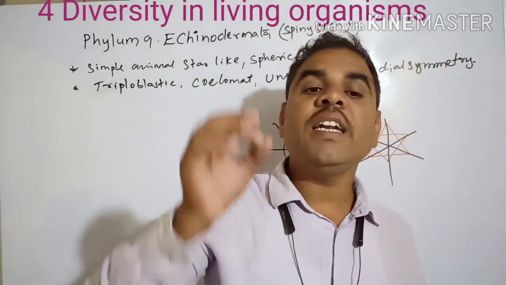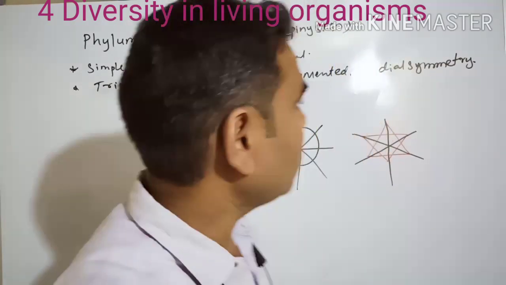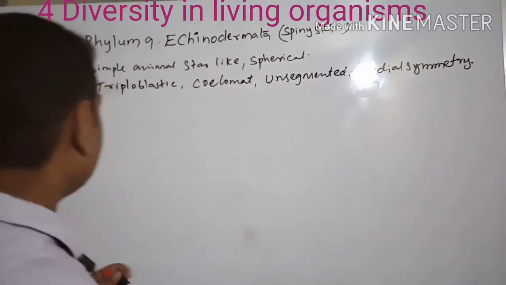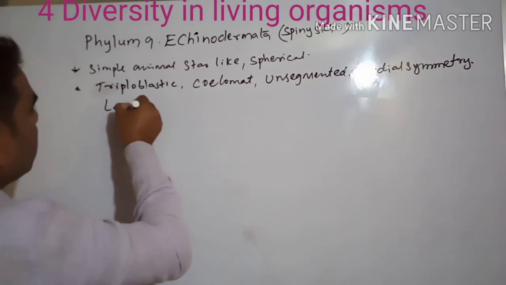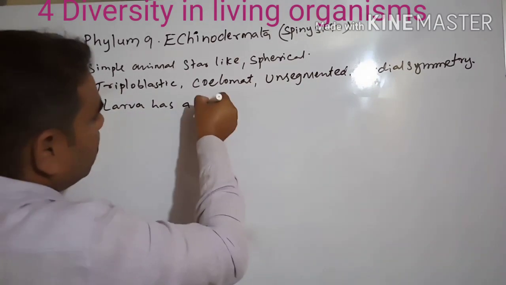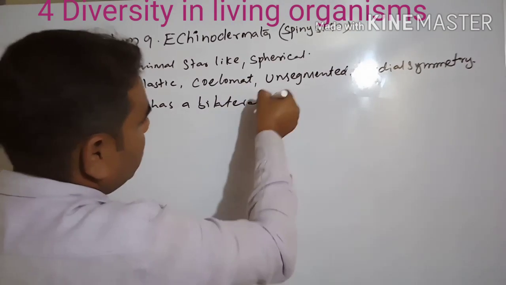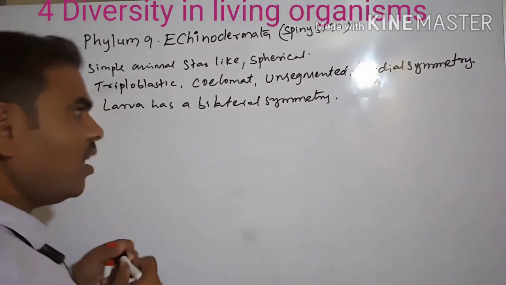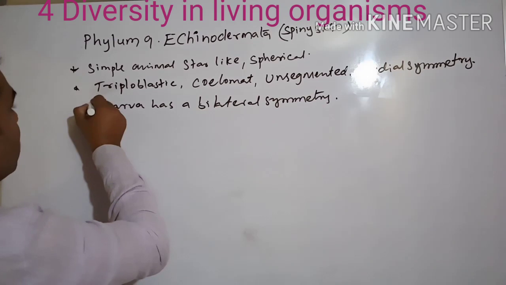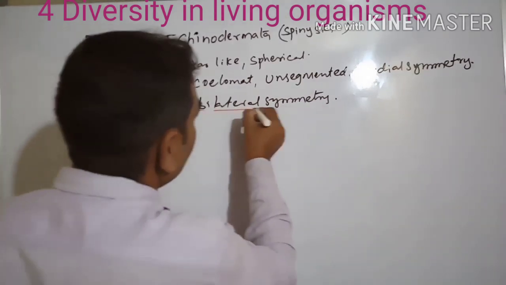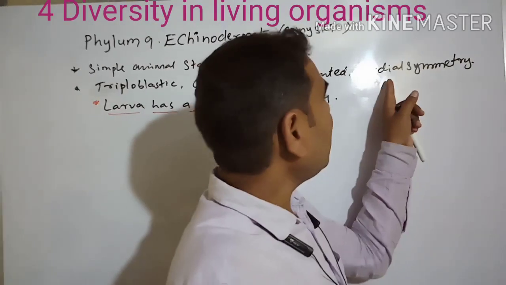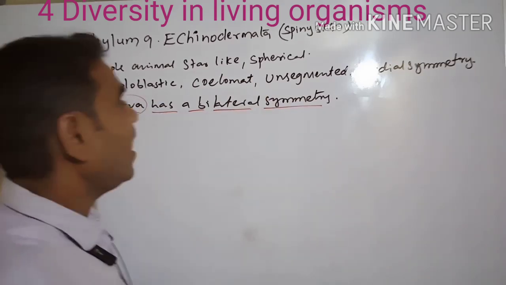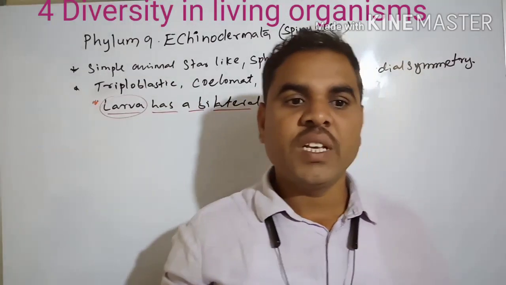But the larva has a bilateral symmetry. This point is very important. In the adult it is radial symmetry, but in the larval stage it has bilateral symmetry. Is it clear?